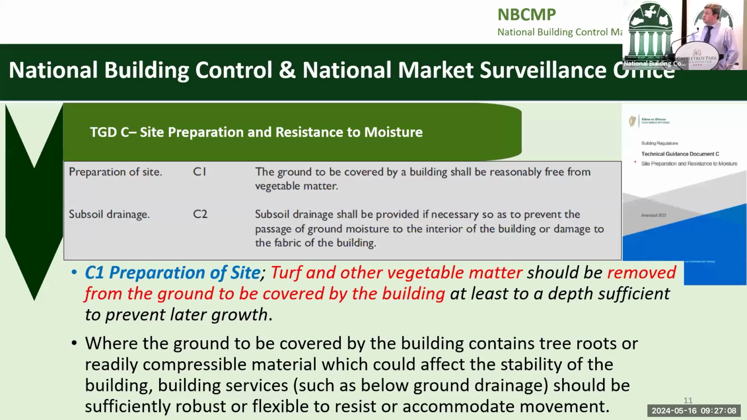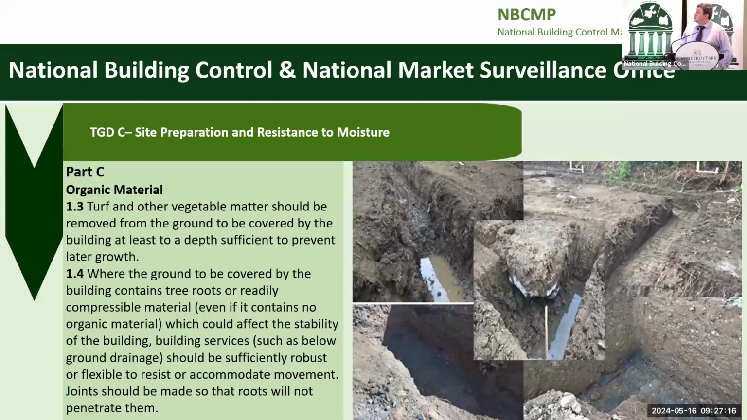So site preparation is basically the turf and other vegetation matter that should be removed from the ground where you're going to place your building. You'll see that where you have tree roots, vegetation and grass, and then you're trying to put a floor on top of that, you need to make sure that it's properly sound. So it goes back to Part A, loading, as well.